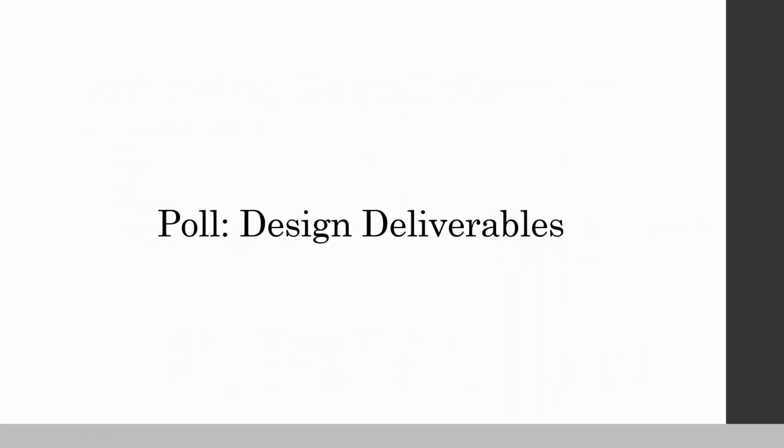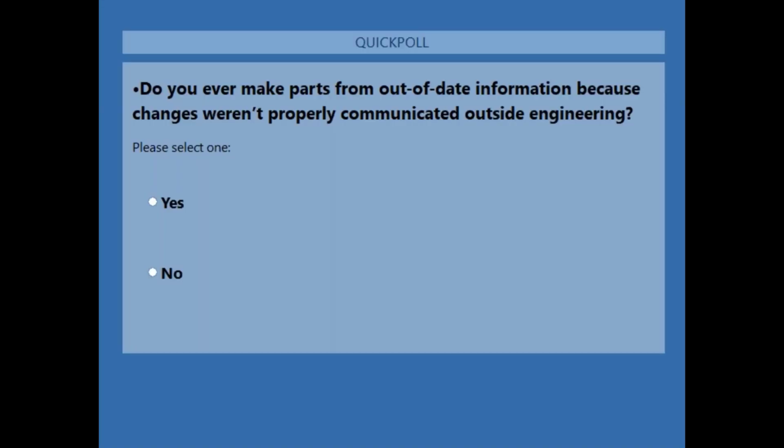So I've got another poll here. We'll just give maybe 30 seconds or so to get some answers on this. Do you ever make parts from out-of-date information because changes weren't properly communicated outside of engineering? Basically, we made a change to a drawing, and that updated drawing didn't get to someone, or they used a drawing that they had kind of stored away in a toolbox or something.